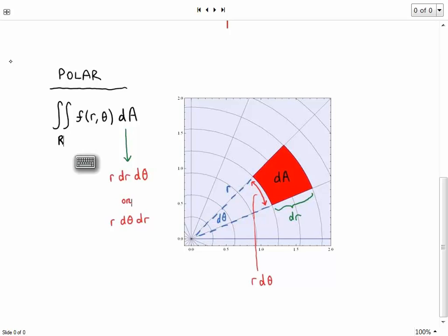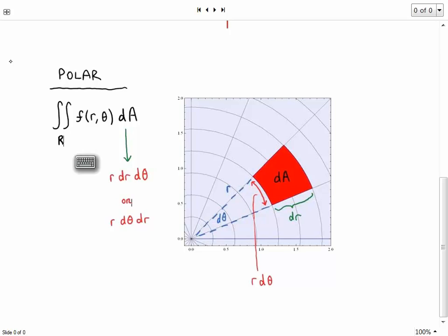And so the length of that should be the angle times the r. But what's the angle? It's d theta. It's how much the angle is changing by. So that gives us this r d theta. So that is why our dA turns into r dr d theta, or r d theta dr.